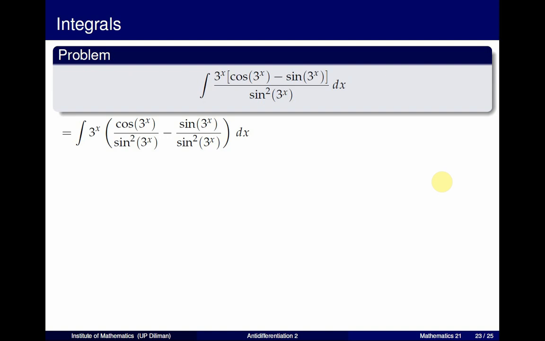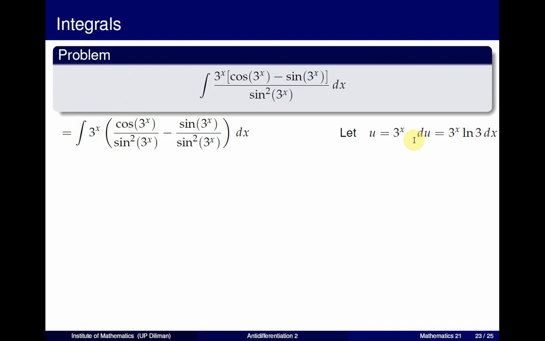So we will have 3 to the x times the quantity cosine of 3 to the x over sine squared of 3 to the x minus sine of 3 to the x over sine squared of 3 to the x dx. That will be our integrand. The reason for splitting the fraction will be clearer later. Now let's apply our substitution. Let u be 3 to the x. du is 3 to the x ln 3 dx. So 3 to the x dx, this one, and this one will be 1 over ln 3 du.